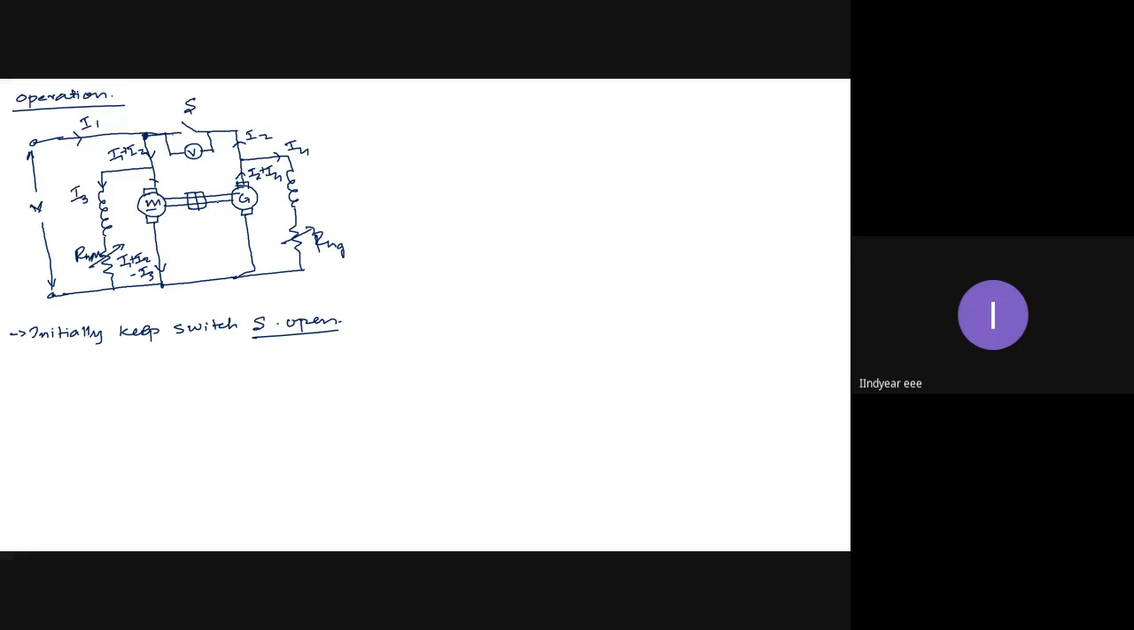Now suppose I have given a supply voltage equal to 200 volts, and the motor is running at a certain speed, say 1000 RPM. The generator is also running at 1000 RPM, and initially the excitation resistance or field resistance of the generator is kept large. Therefore, the flux in the generator field is minimum, and the EMF induced by the generator is minimum. So here there is 200 volts, and here say 50 volts.